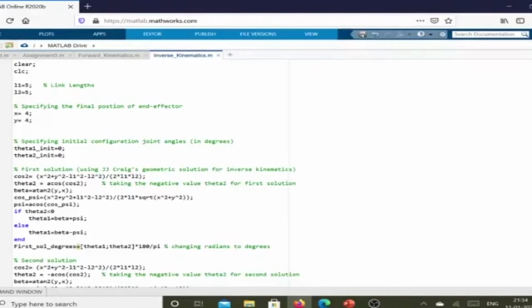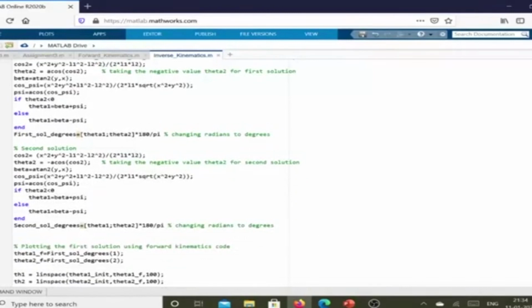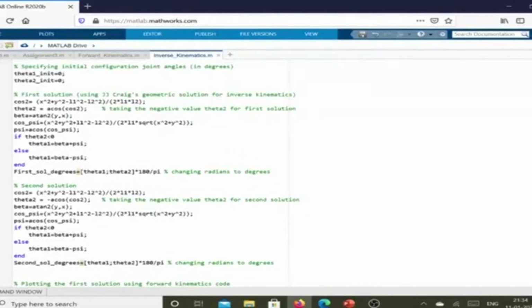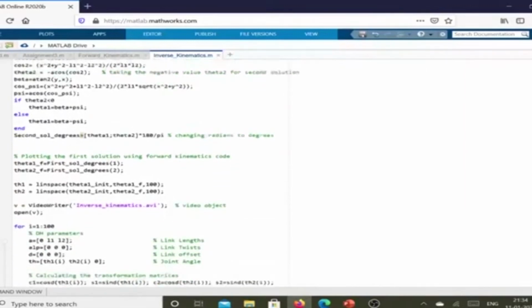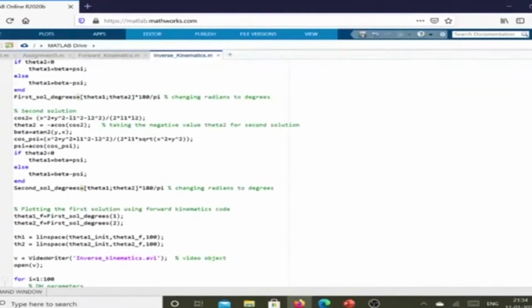Now once you find the first solution, you have to find the second solution. This is the first solution, where we are taking the negative value of theta 2. In the second case, we are taking the positive value of theta 2. So we are finding both the solutions. Finding both the solutions means you have got theta 1 and theta 2 now. Now you have to plot two sets of solutions.